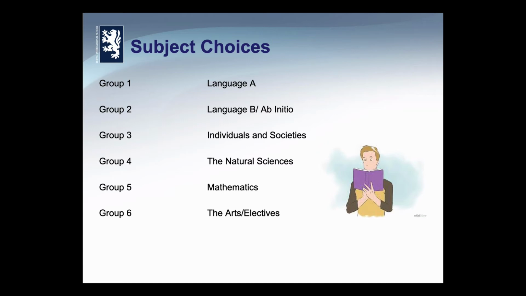So if they have selected business, for example, in group 3, they may then select history or geography in group 6 as an additional social science. Same for the natural sciences. Students wish to do a second science from the one they've selected in group 4. They can do this in the electives box.